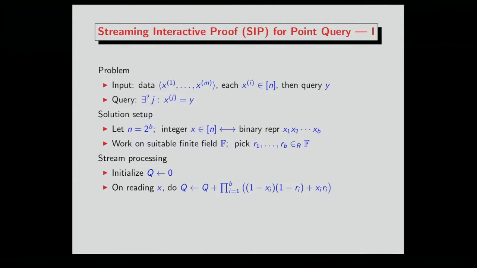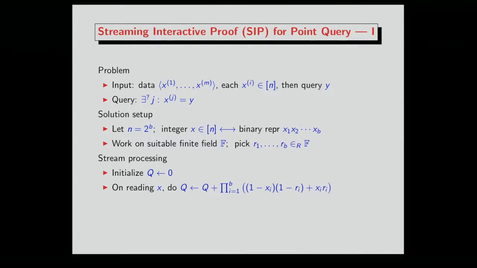Okay, so formally the problem is that you're given these items x1 through xm, each in the set [n], and the query is some other potential item y, and you want to know whether there exists a j with xj equals y. So does y appear in the stream? Now in the description of the protocol that is to follow, for simplicity assume that all the items x1 through xm are distinct. I don't really need that, but it'll help you understand the matter better.